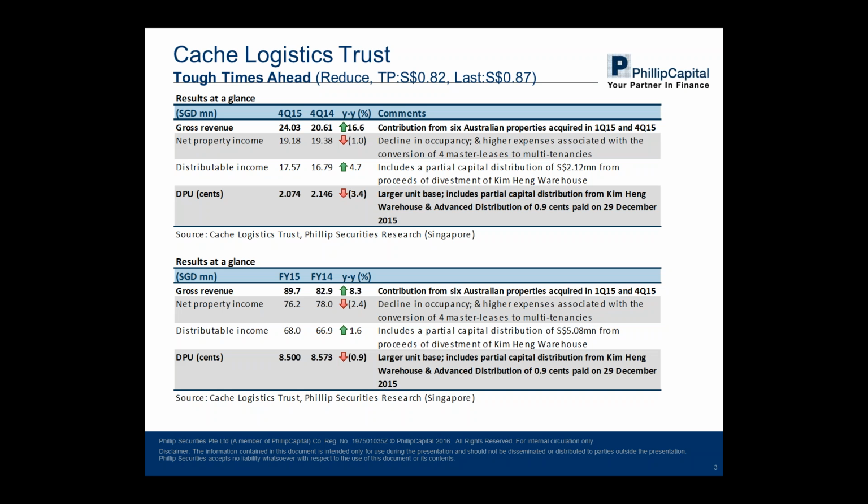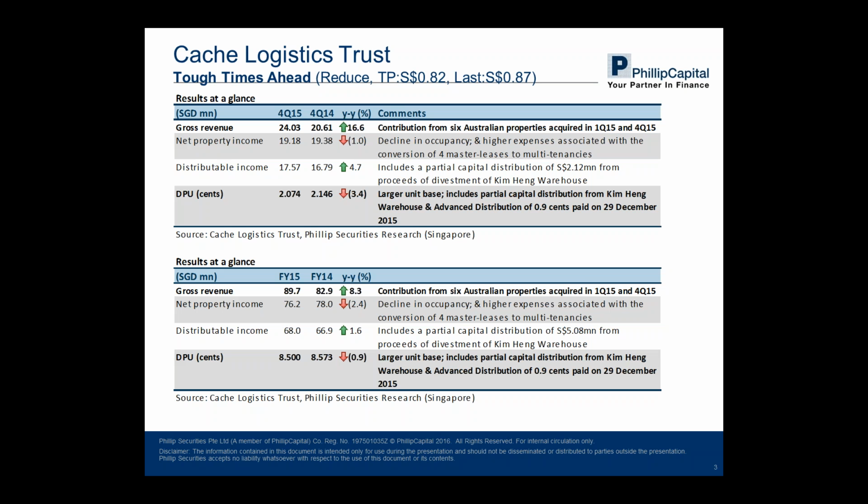The top table shows the fourth quarter year-on-year results comparison, while the table at the bottom is the full year-on-year results comparison. So you can see here gross revenue was up almost 17%, this in the fourth quarter, mainly due to contributions from the 6 Australian properties that were acquired in the first quarter and fourth quarter. There were 3 in the first quarter and then another 3 properties in the fourth quarter.